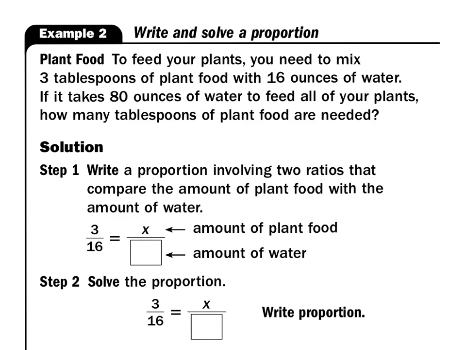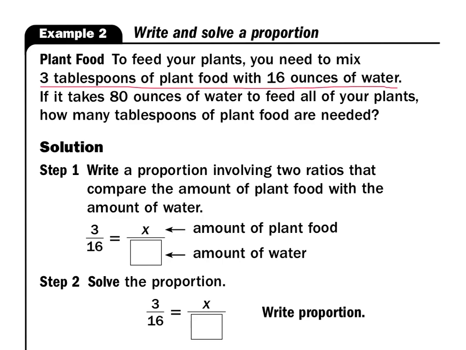In example 2, we're going to write and solve a proportion. So our problem is, to feed your plants, you need to mix 3 tablespoons of plant food with 16 ounces of water. And I'm going to underline that to start with, because that's actually going to be one part of our proportion. If it takes 80 ounces of water to feed all of your plants, how many tablespoons of plant food are needed? To write a proportion, we have to set up 2 ratios that we can compare.